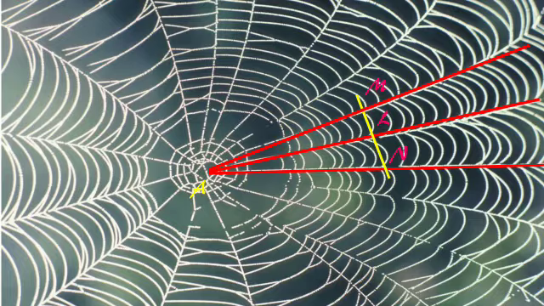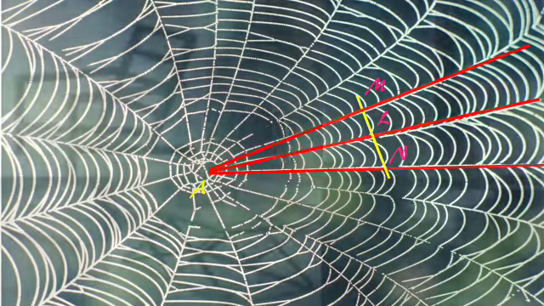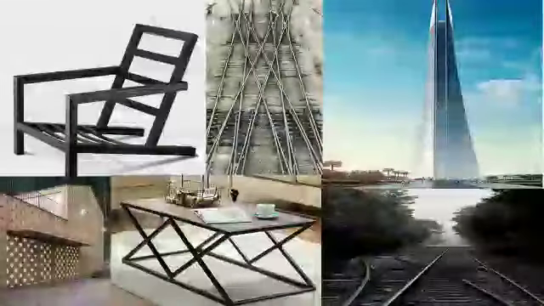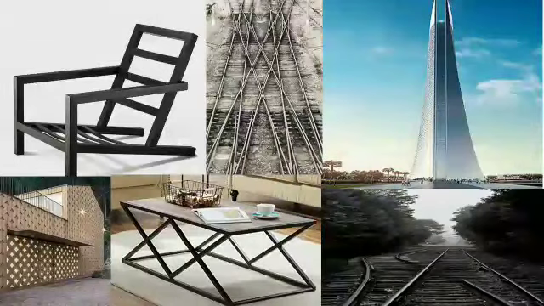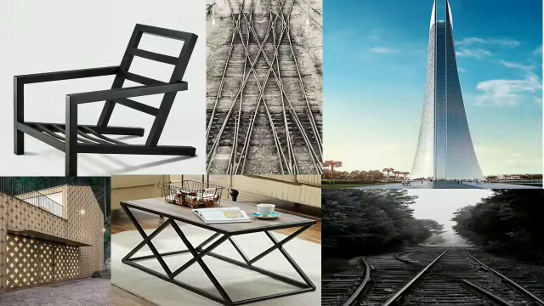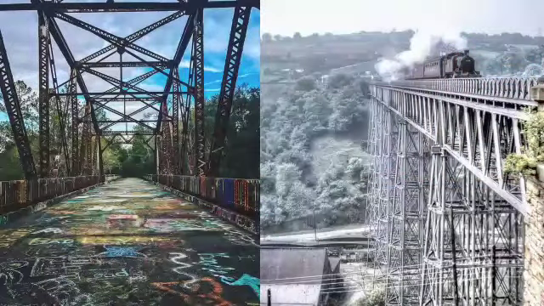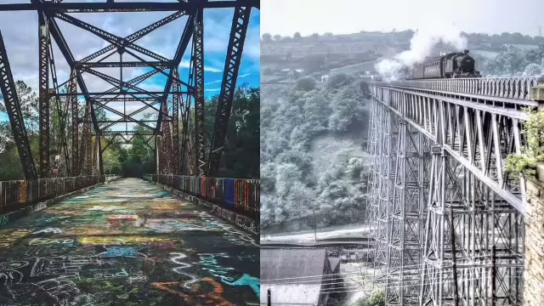Now you can see so many intersecting lines and transversals in the spider web. Okay. Now you can see uses of this geometrical concept, and you can see many examples of intersecting lines in our day-to-day lives, such as chair, railway track, or table. Okay. You can also see the use of intersecting lines in the construction of bridges.